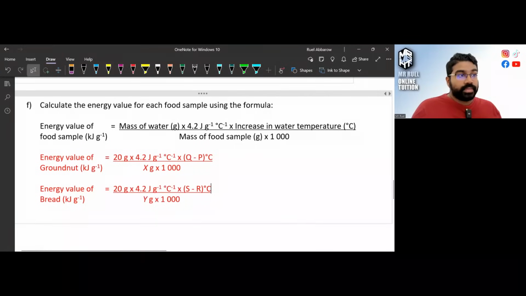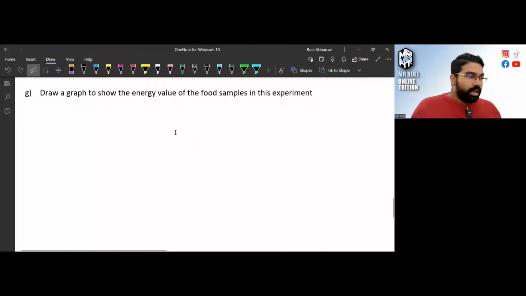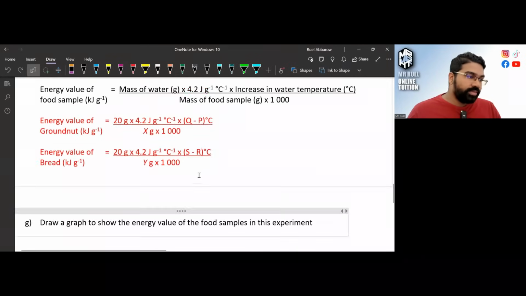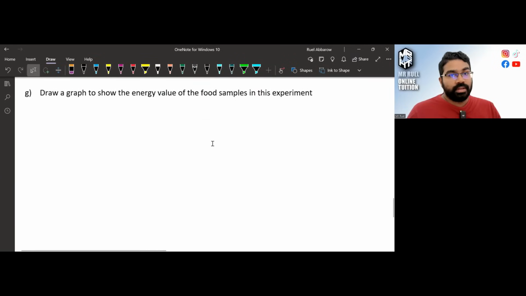Now draw a graph to show the energy value of food sample. So how do we draw a graph here? Once again, you have to be aware our manipulated variable is qualitative. It's not quantitative. Type of food sample has no quantity. So what kind of graph can you get? You are not going to get a line graph here. Since there's no numerical value, what you will get is a bar chart.